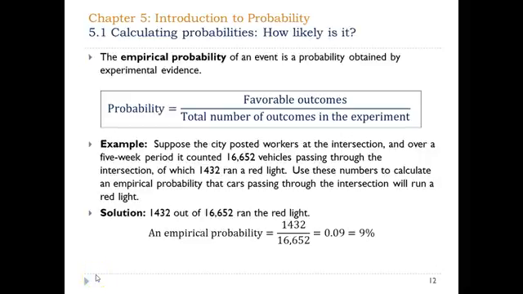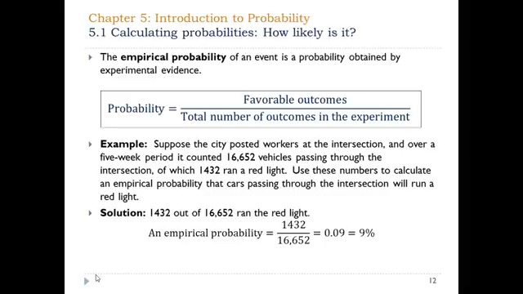The empirical probability of an event is probability obtained by experimental evidence. Probability is equal to favorable outcomes divided by total number of outcomes in the experiment. Suppose the city posted workers at intersections, and over a 5-week period it counted 16,652 vehicles passing through the intersection, of which 1,432 ran a red light. Use these numbers to calculate an empirical probability that cars passing through the intersection will run a red light.